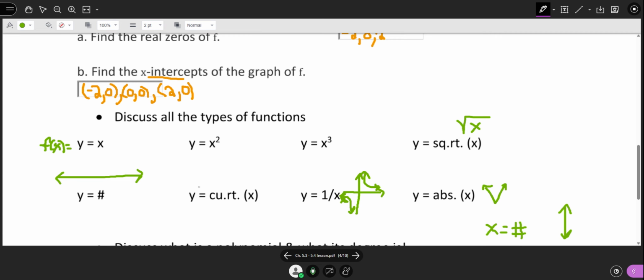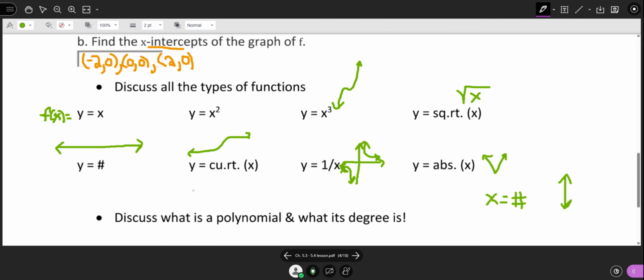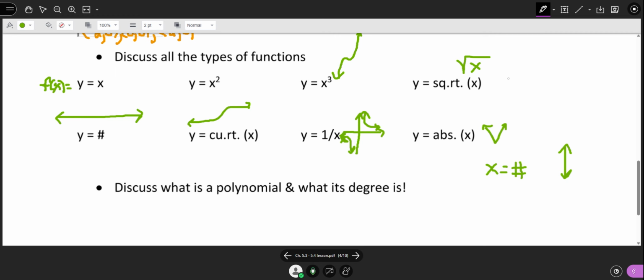And then cube root of x. X cubed looks like this. Cube root of x looks the same except it lays down. Oh, and the square root looks like half of a parabola. Now, each of these all go through 0, 0, and 1, 1.